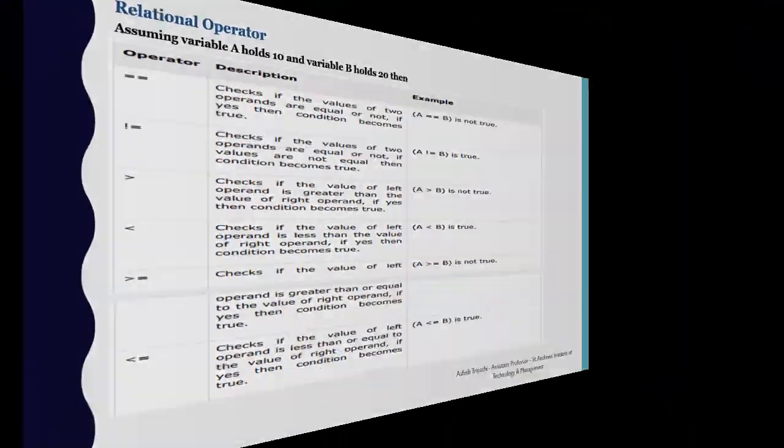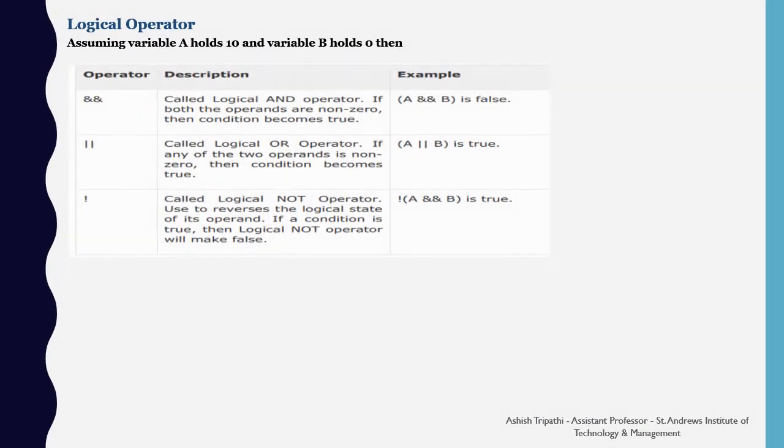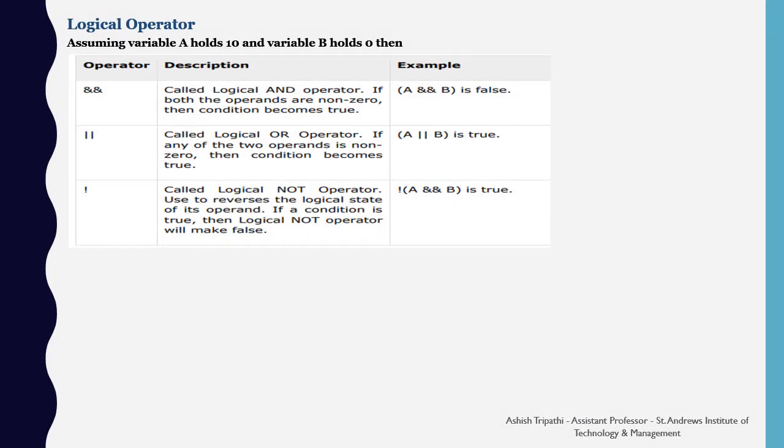Logical operators are used to join two or more conditions, and then based on the output of the conditions it gives the Boolean answer as true or false. The first logical operator is double ampersand. It is called the logical AND operator. If both the operands are non-zero, then only the condition becomes true. For example, a AND b is false.